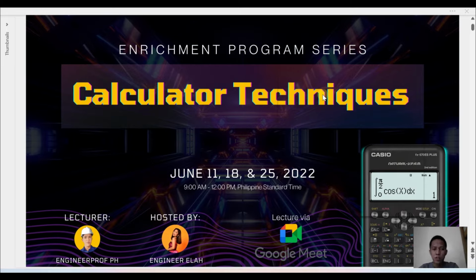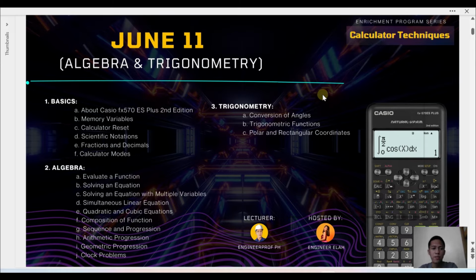So in the first part of our webinar series, guys, we are going to discuss the calculator techniques in algebra and trigonometry. So, ito yung mga coverage niya, guys. As you can see here on our screen, we have this coverage for algebra and trigonometry. So, we are going to discuss the basics, kung ano ba yung calculator na gagamitin natin, and we have algebra and trigonometry. So, ito yung mga topic na didiscuss natin dito sa part of the webinar series.